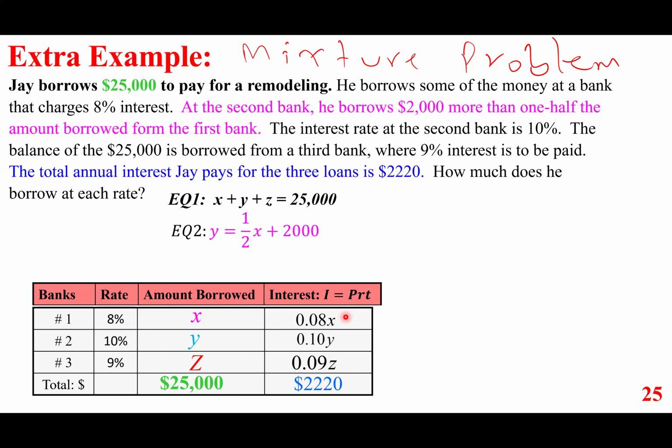Now this, if you add them up, 0.08X plus 0.1Y plus 0.09Z is the total amount of interest. Very straightforward, everybody. Now, this is the setup that matters. The rest becomes just elementary algebra to solve, and we are going to do so. But I just want to make sure that everybody is okay with this.